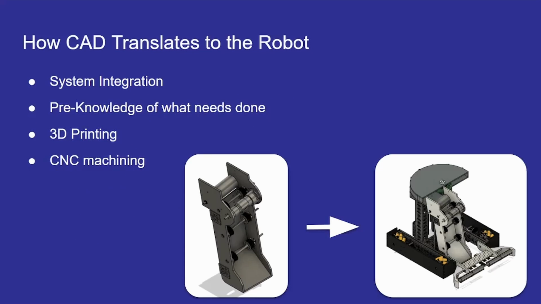The way CAD translates to the robot is system integration and pre-knowledge of what gets done. It also helps with 3D printing and CNC machining.